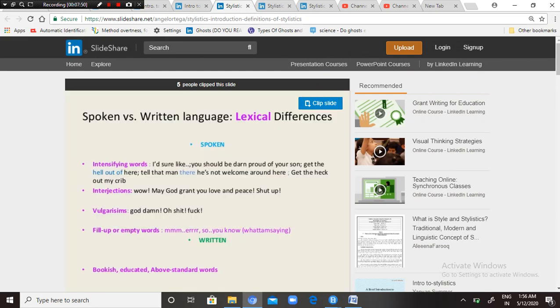Spoken versus written language and lexical differences: how we speak the words. Intensifying words: proud of your son, get the hell out of here. Tell that man he is not welcome around here. Get the heck out. Interjections: wow. Wow. My God, grant you love and peace. Shut up. God damn. Oh shit. Filler or empty words: so, you know what? And written: booked, educated, observed, standard vocabulary.